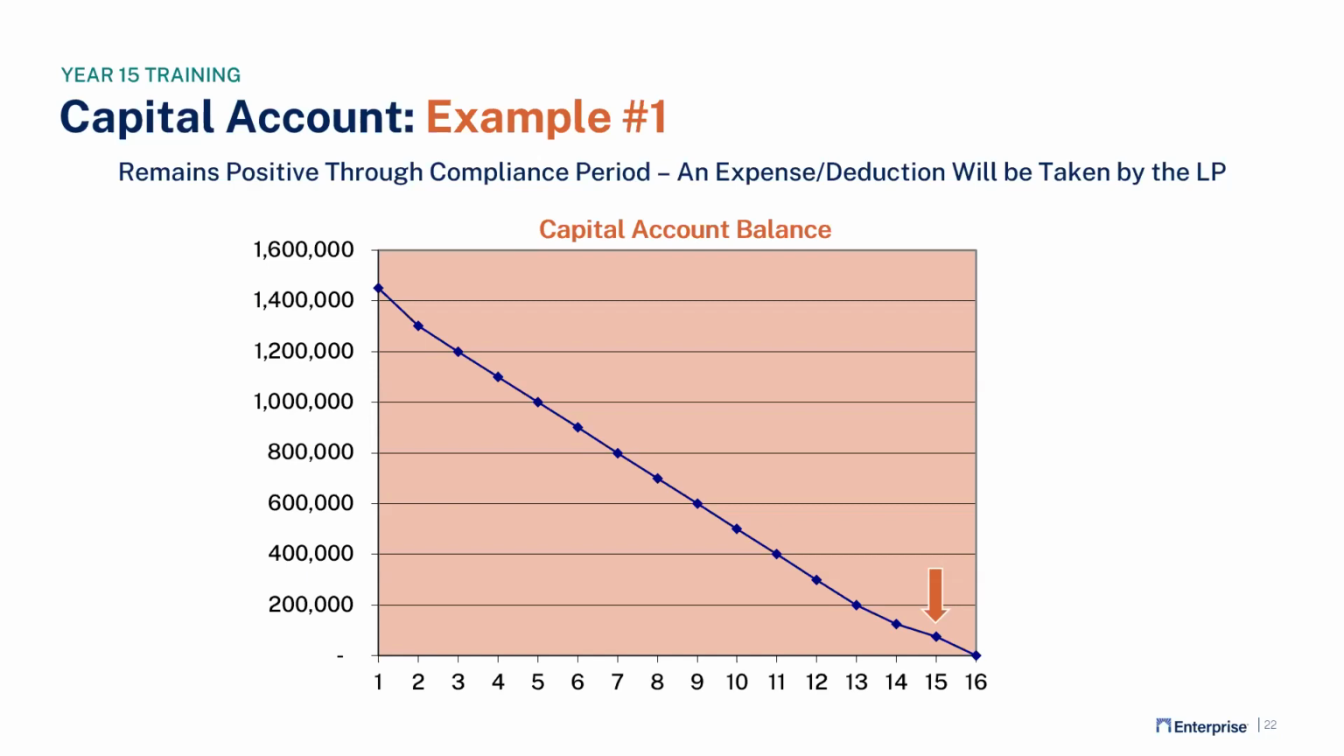These are just a couple of samples. In this example, it's showing that the capital account is going to remain positive throughout the compliance period. And this is ideal for any property or partnership. We would like for the capital account to remain positive throughout the compliance period, because then there won't be any exit taxes at the end. And we'll be able to take all of our losses, and the investor will receive all of their benefit that they paid for. So this is an ideal scenario for the limited partner's capital account. Next slide.